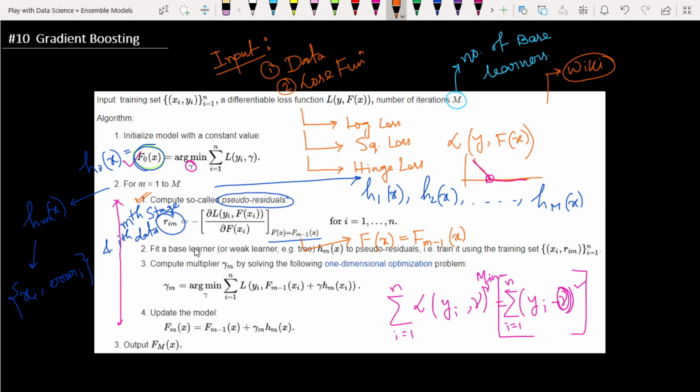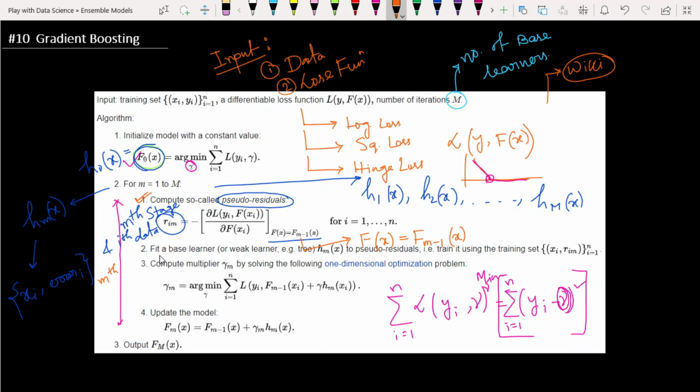Now in the second sub stage, what do we have to do? We have to fit our base learners. Base learners means hm of x. Initially the base learner is h naught of x. Then at the first iteration we build our base learner h1 of x. Similarly, at a general iteration m, we build our base learner hm of x.